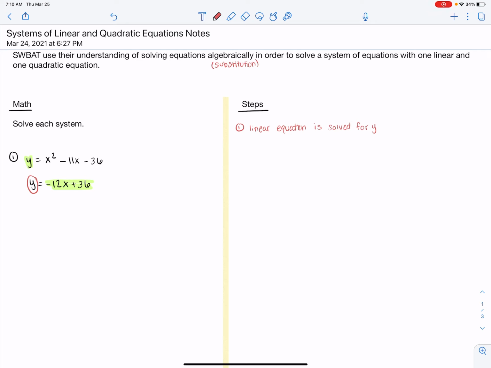All right, so then I can just substitute it in. So instead of y equals x squared, we're going to have everything that y is equal to. So negative 12x plus 36 equals, now copy the rest of that equation, x squared minus 11x minus 36. Okay, because I have an x squared, I'm going to have to factor in order to solve it. So I need to solve the equation for 0.